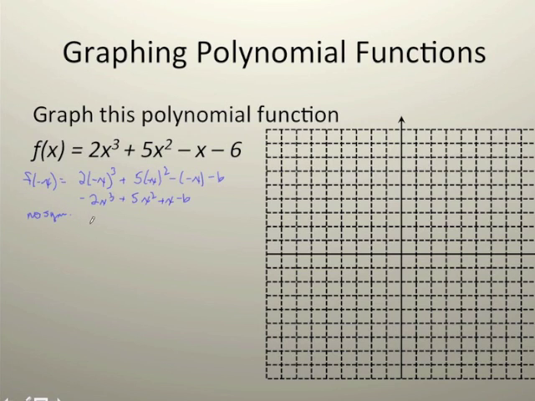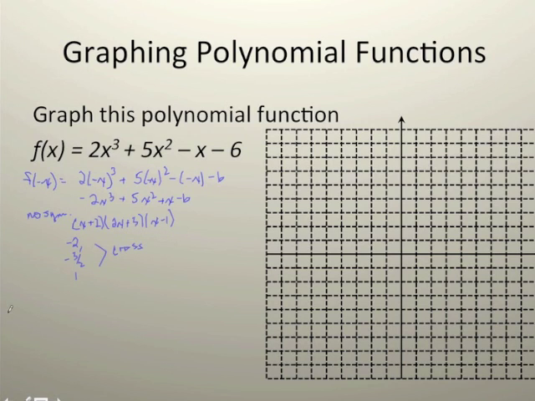Okay, factoring. We already actually factored this one earlier, and I remember it was x plus 2 times 2x plus 3 times x minus 1. So my zeros are at negative 2, negative 3 halves, and positive 1, and it does cross each of those.